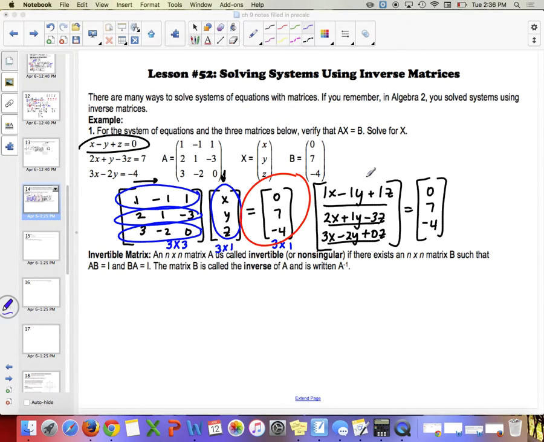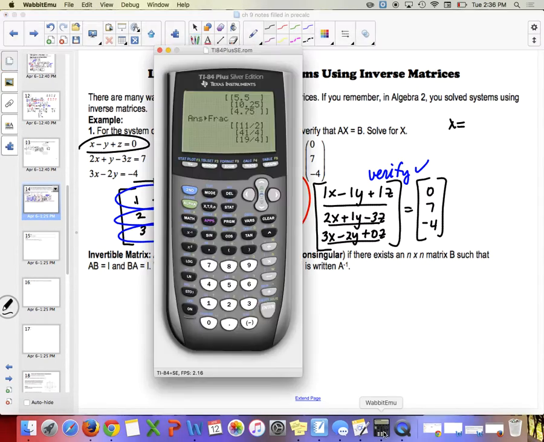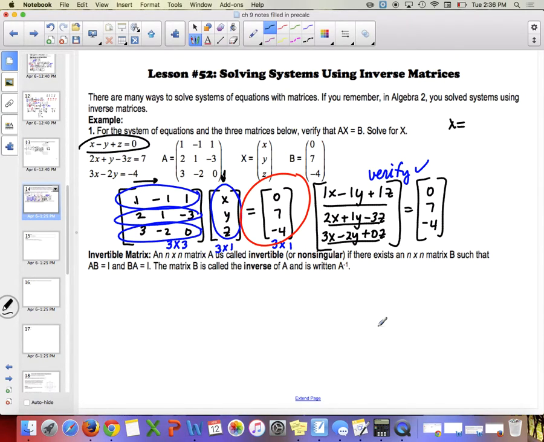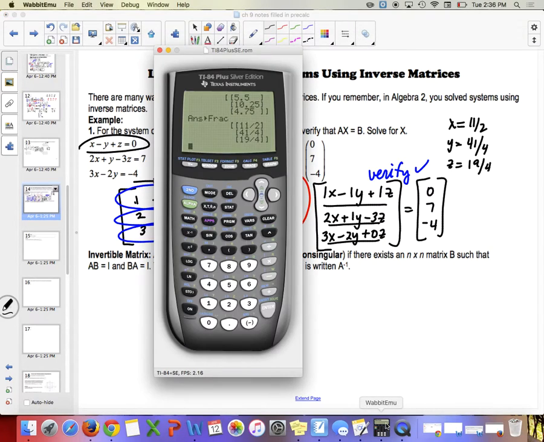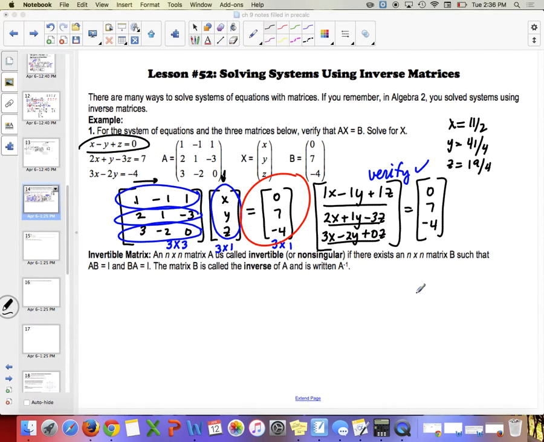So for this part, I was just verifying. You don't have to do this. So if I put it all into my calculator, I put in A, I put in B, and I ended up getting x equals, what were the answers? 11 over 2, 41 over 4, and 19 over 4. 19 over 4, was that the last one? All right. Yeah. Did you guys get those? Yeah, I got it. Yeah, good.